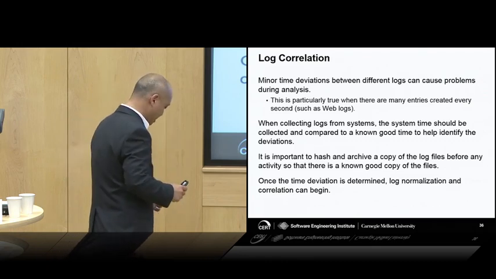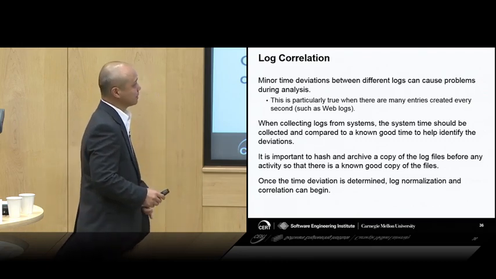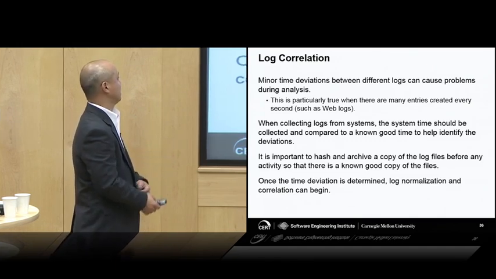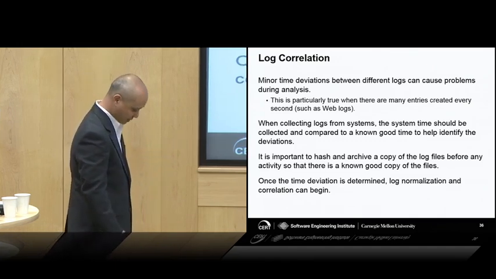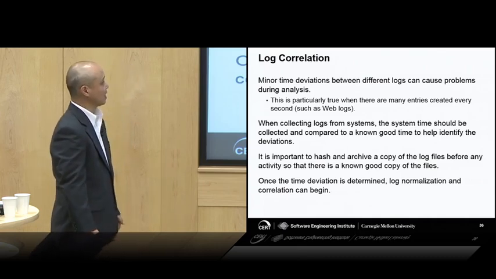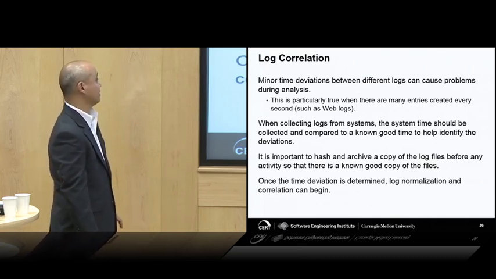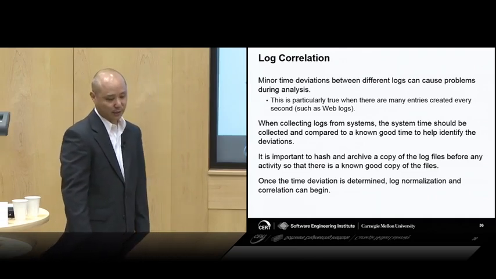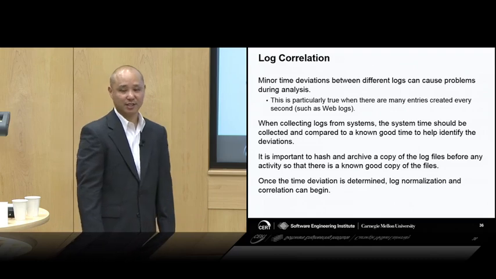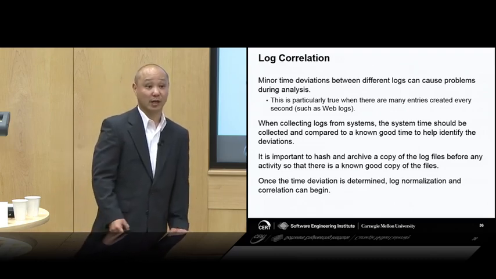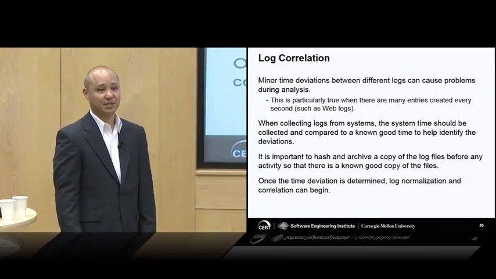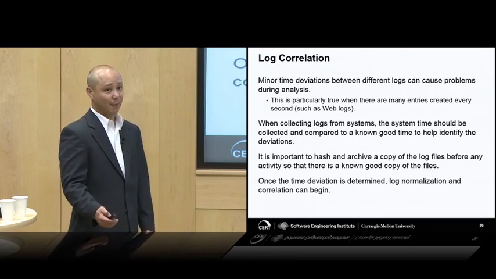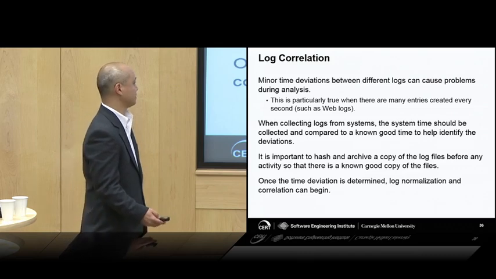And like I said, you can use a known good time to help identify any deviations, right? And then you want to hash and archive a copy of the logs before any activity, so you have a good copy. You don't want to work on the actual logs that you pulled down. You want to work on a copy of them. That way, if anything happens to them, they get destroyed, or they get changed in some way, you'll still have a good copy, and you can use that for your evidence.